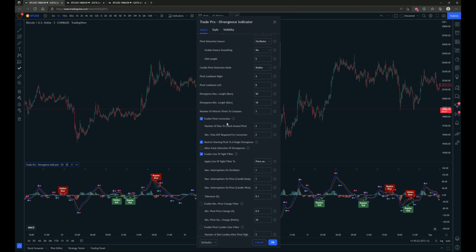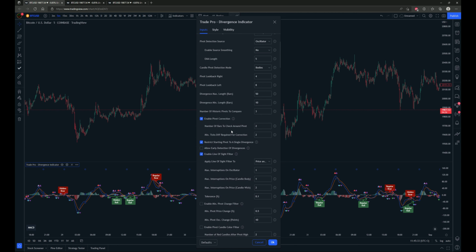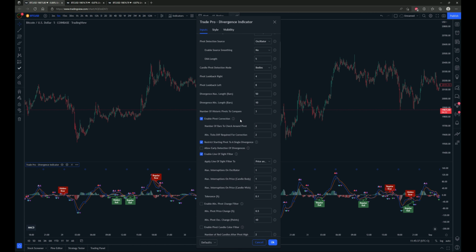We also have pivot correction. So here you can kind of have the indicator attempt to correct the pivot's position on the source opposite to what you selected in pivot detection source. So if you read through this, it'll talk about this more in depth, but essentially the rest of these things are trying to improve the accuracy of divergence.